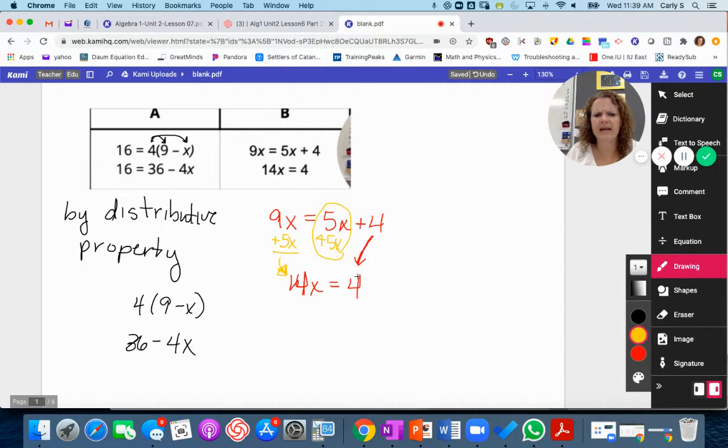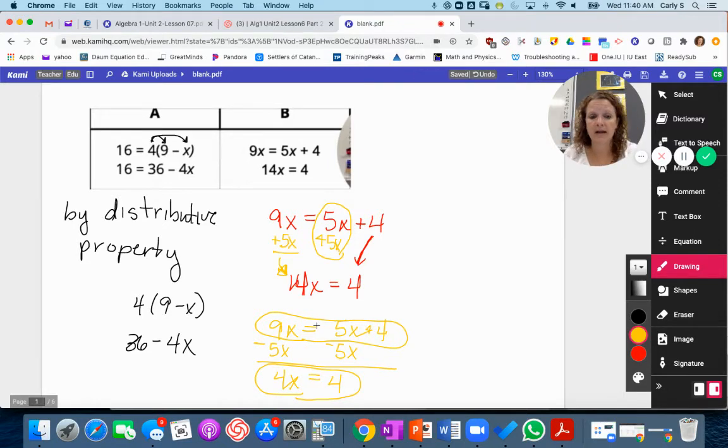But then I have 10x on the right. So that doesn't work. What I really want is to subtract 5x from both sides, and that gives me 4x equals 4. So 4x equals 4 and 9x equals 5x plus 4 are equivalent. Those are valid moves and it works.